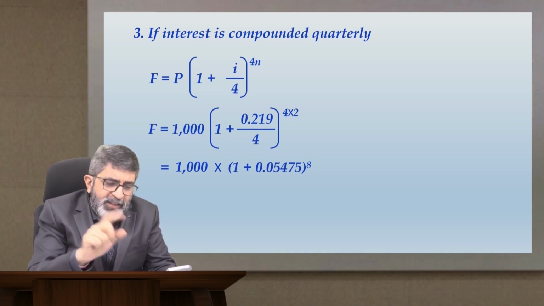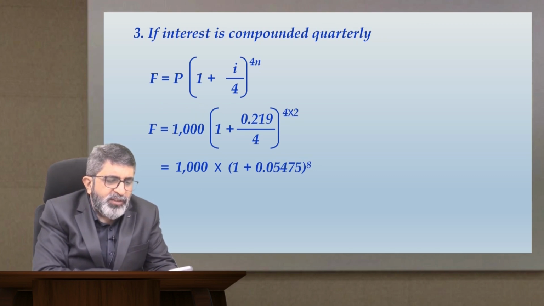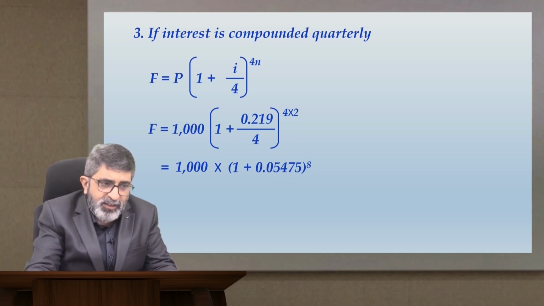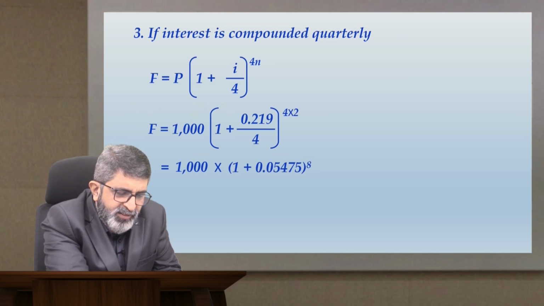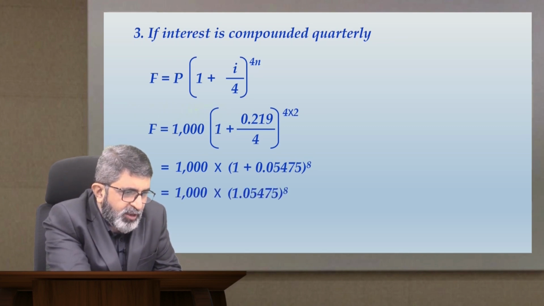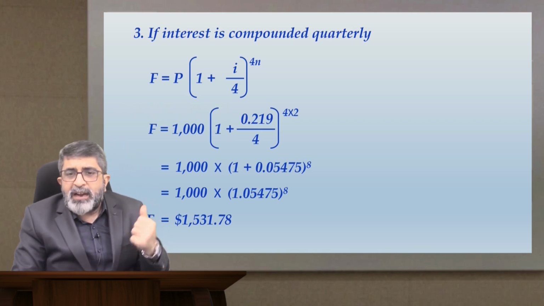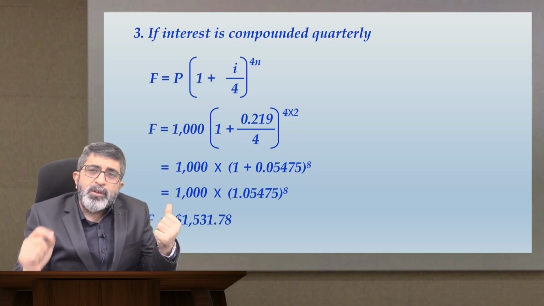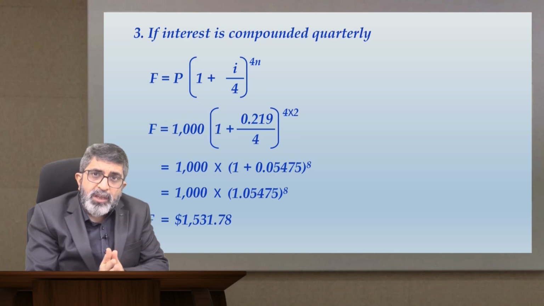Now on this, if I simply multiply 1000, I'll be getting the future value as 1531.7796, or you can even write it as 1531.78. So let us observe what is appearing on the screen. Yeah, 1531.78. So that will be your answer for what will happen in case of quarterly compounding.